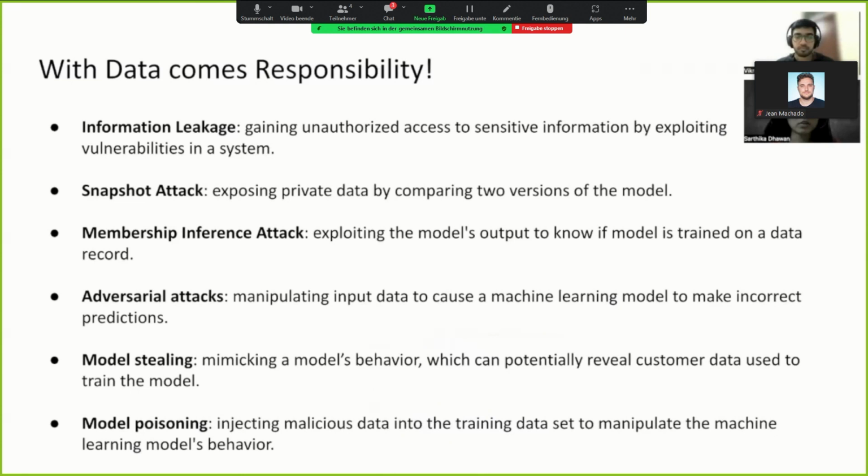Now, since there is a lot of data we are talking about, and with data comes responsibility of handling it properly, we will quickly discuss some of the most common attacks that are possible with customers' data. So first is information leakage. It's the unauthorized access to customer data that can occur due to security vulnerabilities in the machine learning model or related infrastructure or due to some insider threats.